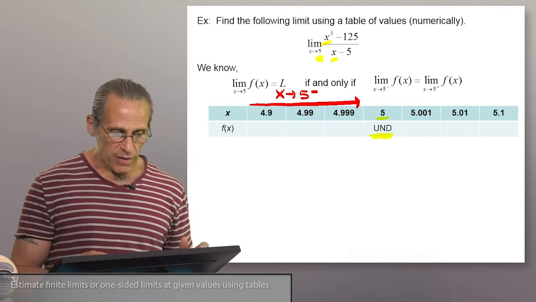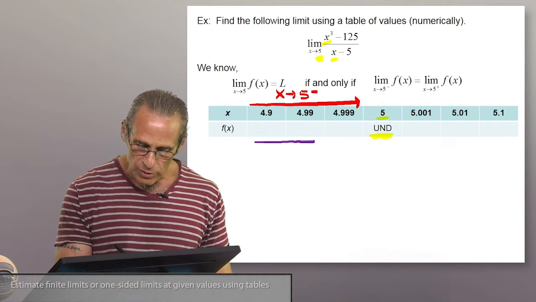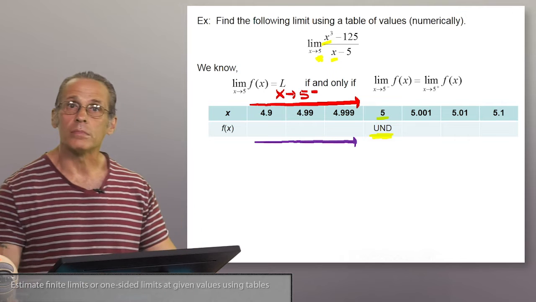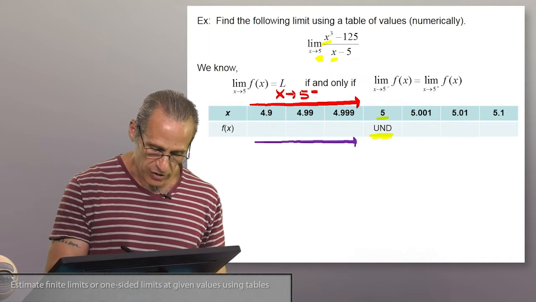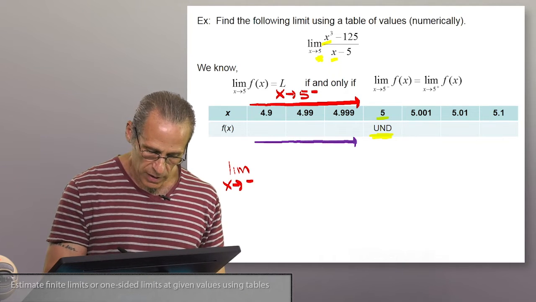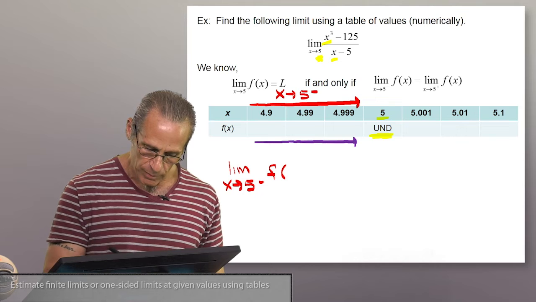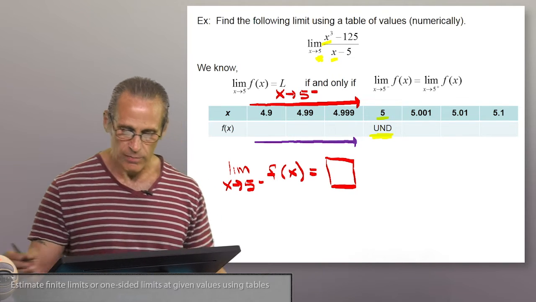And we're going to see if those outputs are approaching some value. And if they are, what do we write? Well, what we write is that the limit as x approaches 5 from the left of the function would be equal to that value. Now stay with me on this.